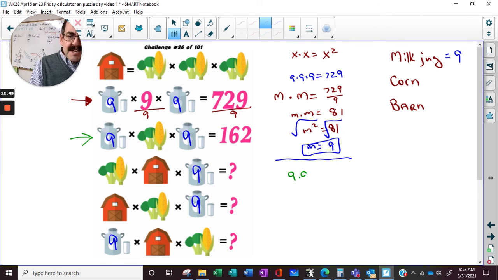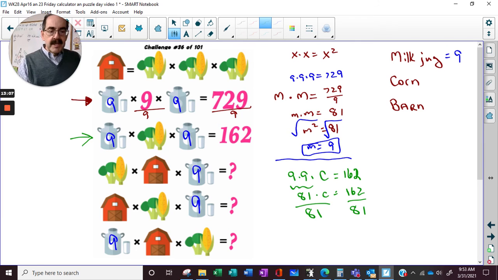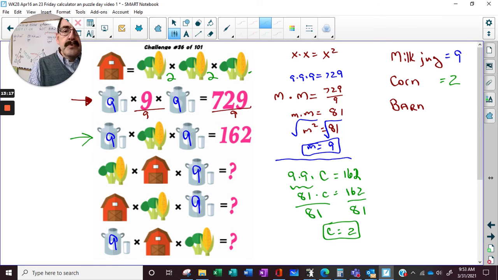9 times 9 times corn equals 162. Well, I know 9 times 9 is 81. Times C is 162. Divide both sides by the 81, right? The opposite of multiply is divide, and the corn is 2. Corn is 2. 2, 2, 2, 2, 2, 2. It's like a tutu.